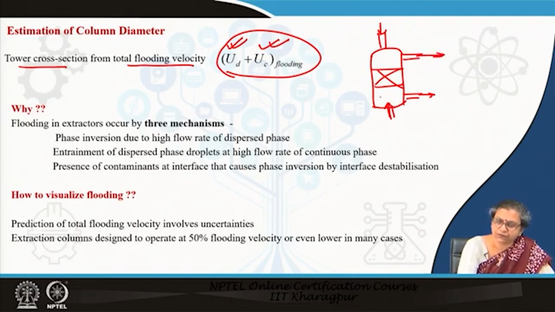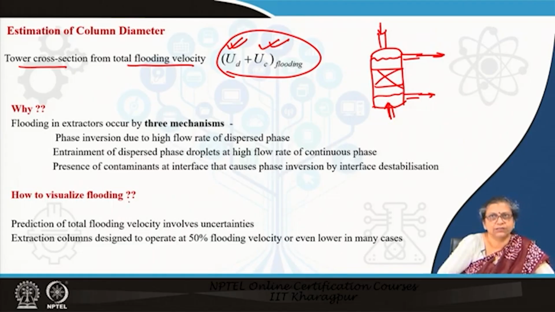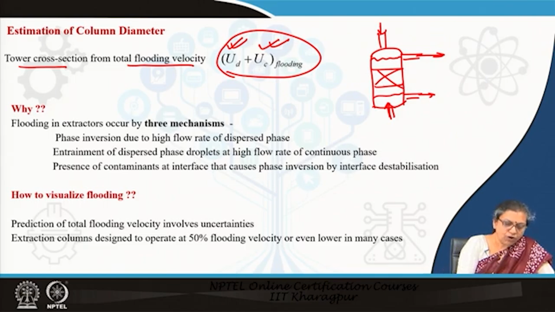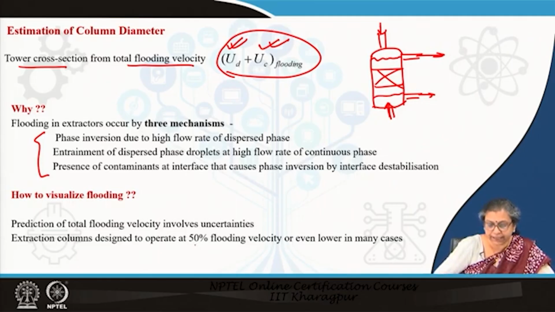So, if the lighter phase is the dispersed phase, you have an interface at the top. The moment flooding occurs, a second interface starts appearing, and the moment the second interface appears, you know that flooding has occurred. So, to come back to the column diameter, it is estimated by the flooding velocity, which is the total mixture velocity. Since there are a lot of uncertainties in predicting the flooding velocity, extraction columns are usually designed to operate at 50% flooding velocity, or it can be even lower.